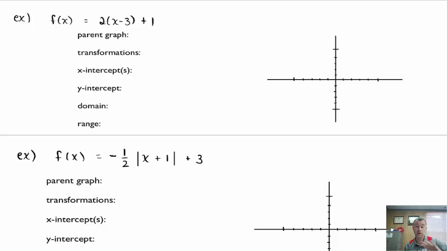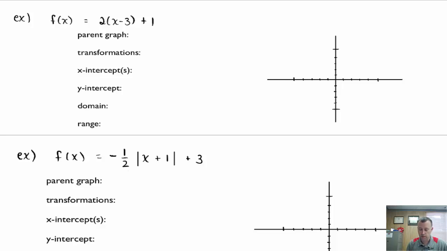For the first one, actually for all of them, we're going to go through the exact same questions. We're going to graph the function using our transformation rules. And then we're going to find that parent graph, the actual transformations, like did it go up, left, down, right, did you flip it, whatever. Then we're going to find the x and y intercepts, which are going to take a little bit of algebra. And then we're going to find the domain and range.